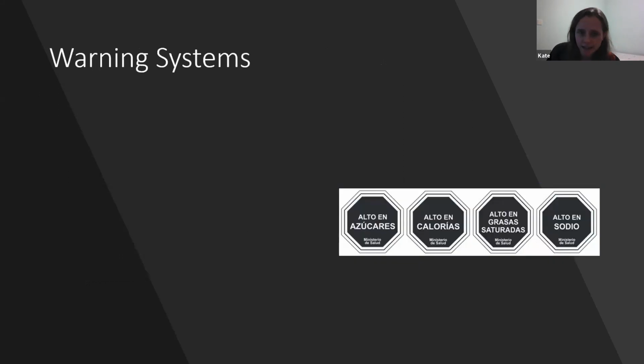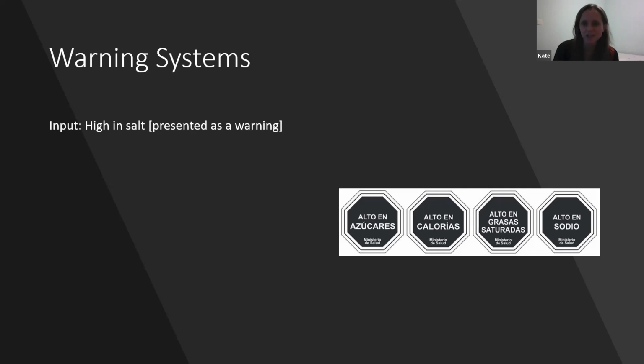Then finally, warning systems. So the warning systems are interesting, I think, because you've got an input such as this, which says, let's say, high in salt. And not only have we got the information that it's high in salt, but it's presented as a warning. So those in Chile, those symbols always mean a warning on food.